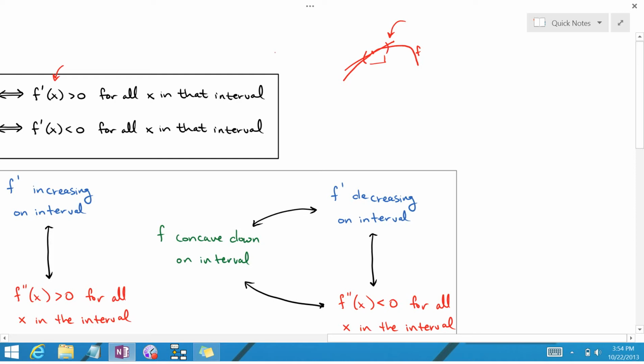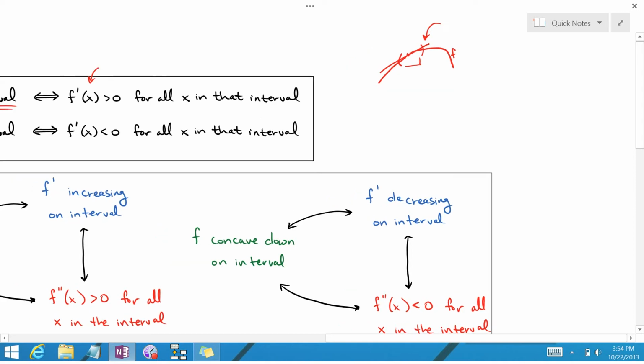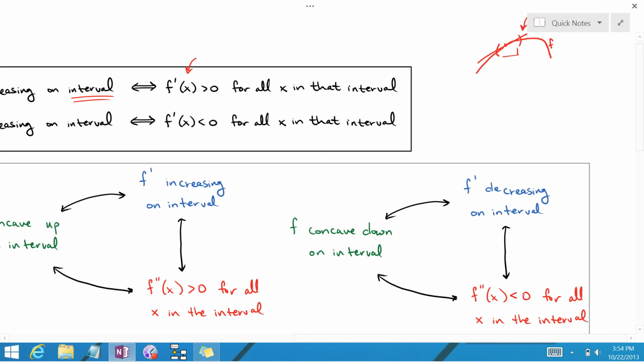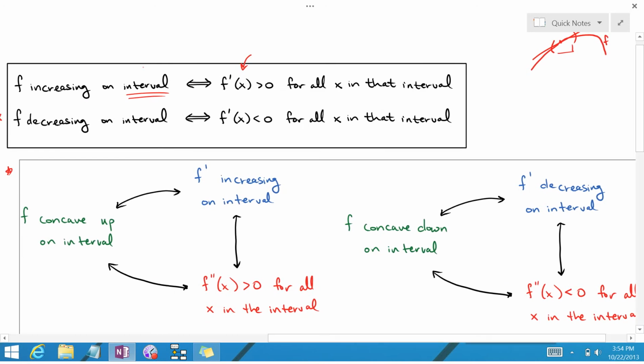As you can see, the way I've drawn the graph of f, it's only increasing for a little while and then it starts decreasing. But the point is that if f prime is positive on a whole interval, then we can say that f is increasing on that entire interval. And vice versa, so these two are equivalent. Similarly, if it's decreasing, then the slope of the tangent line should also be negative for all values. Okay, so we're going to keep this in mind.